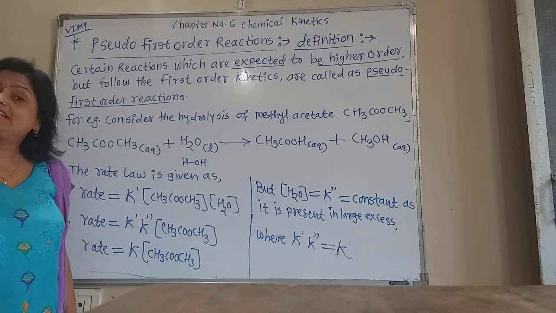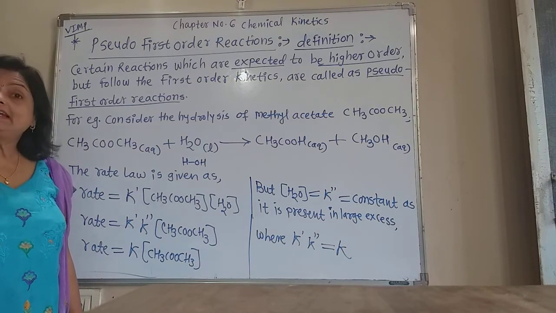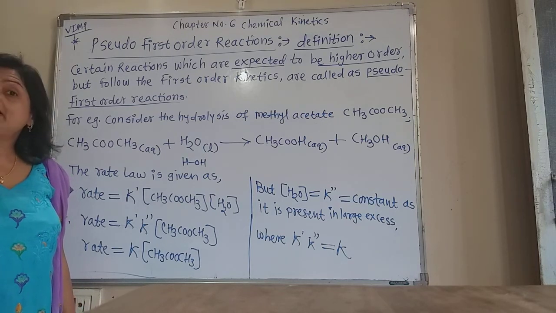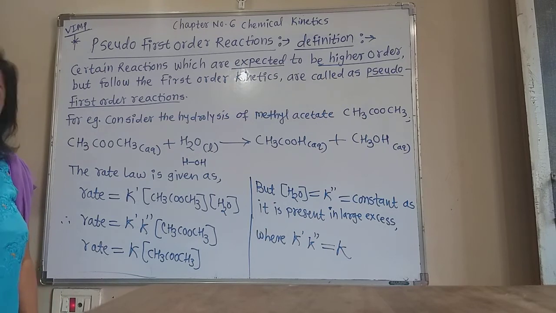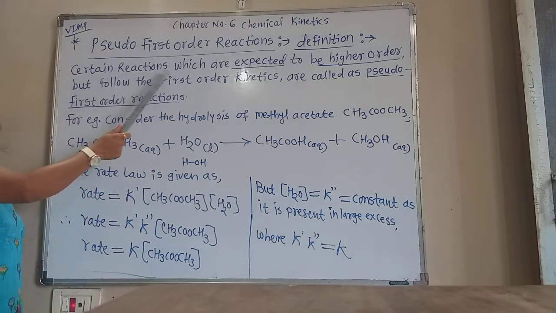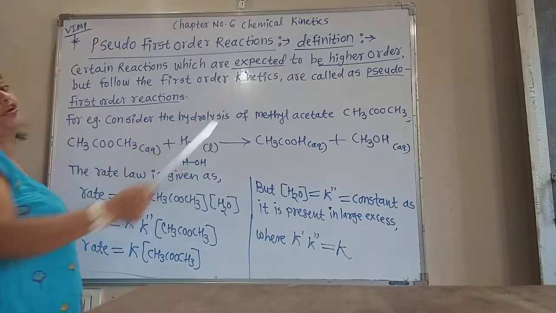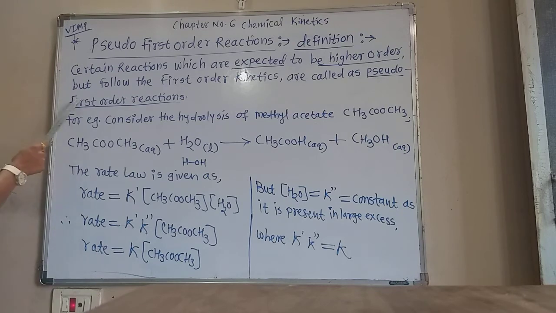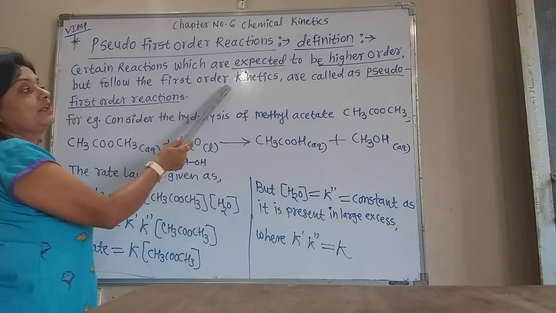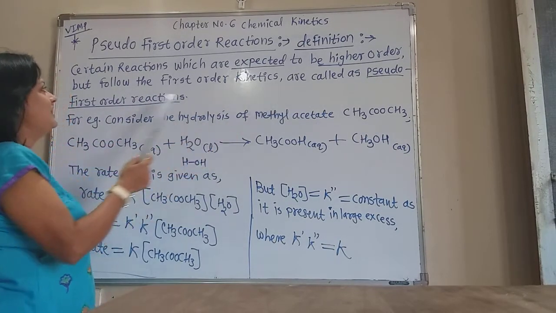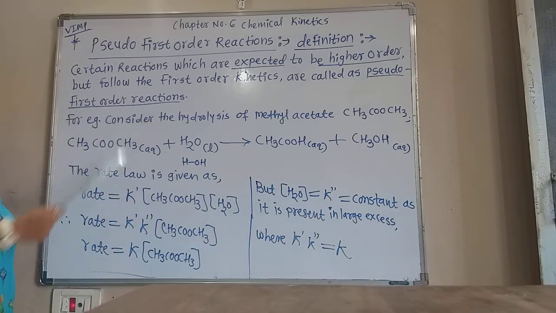But some reactions are expected to have a higher order, but they follow the kinetics of the first order reaction. That means indirectly they are first order reactions. Such reactions are the pseudo first order reactions. See the definition: certain reactions which are expected to be of higher order but follow the first order kinetics are called pseudo first order reactions. Pseudo means false.